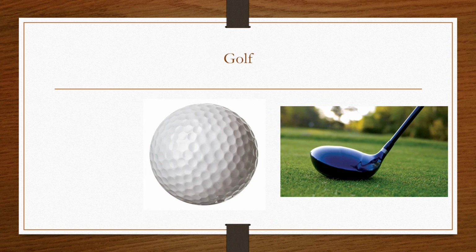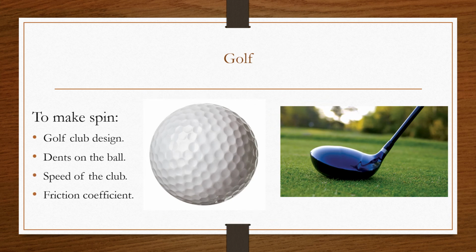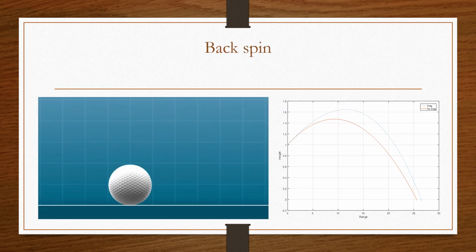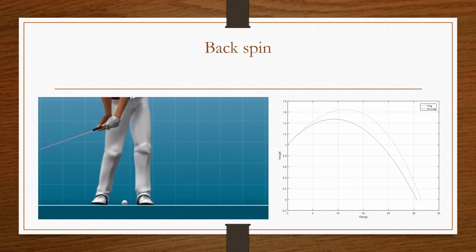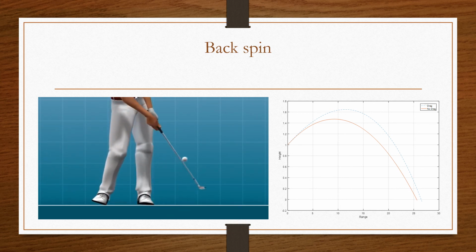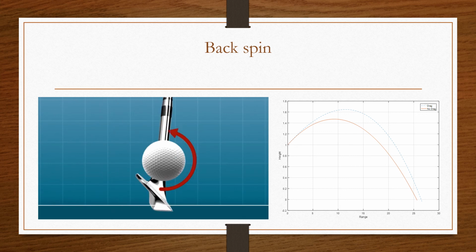Golf, however, to produce spin we have to take into consideration the tools used and the friction coefficient. Here we see how backspin is induced into the ball and its effect on its trajectory. Notice how the backspin gets the ball to travel a longer distance than a normal shot.